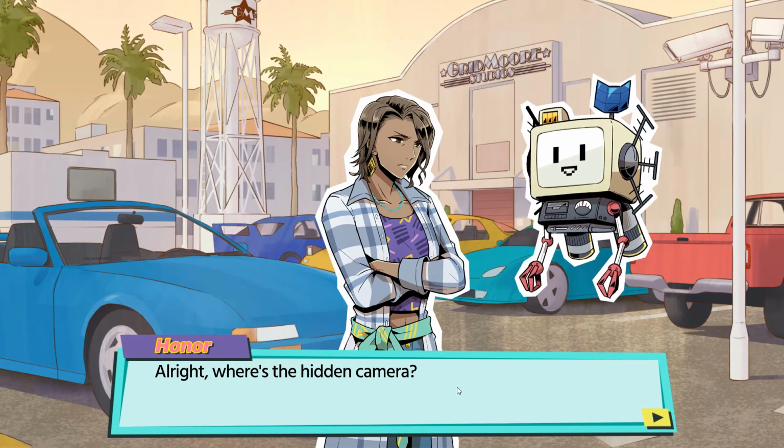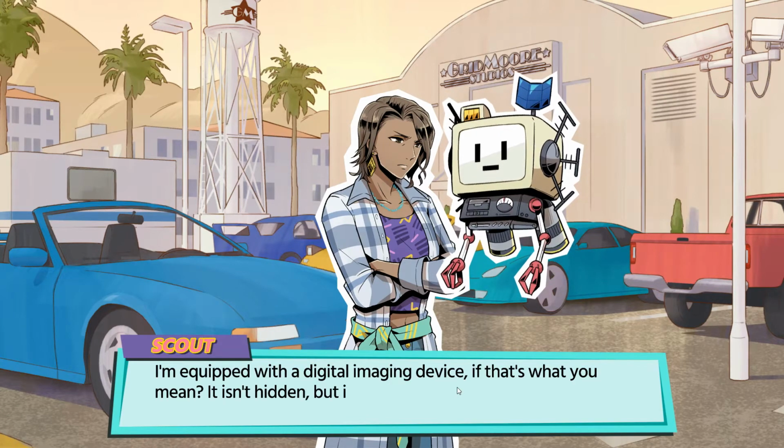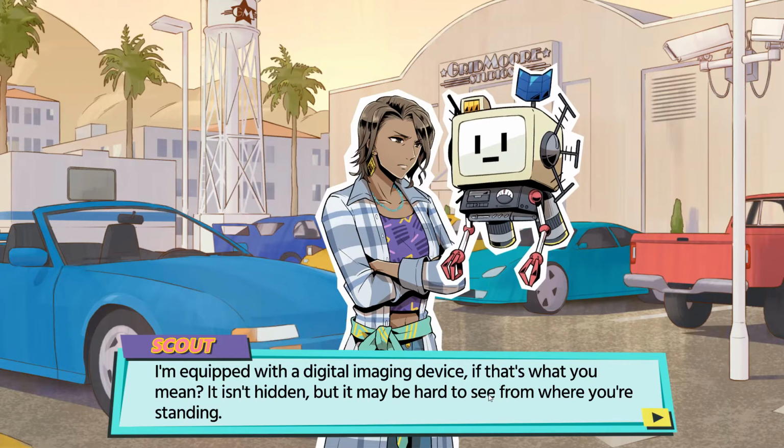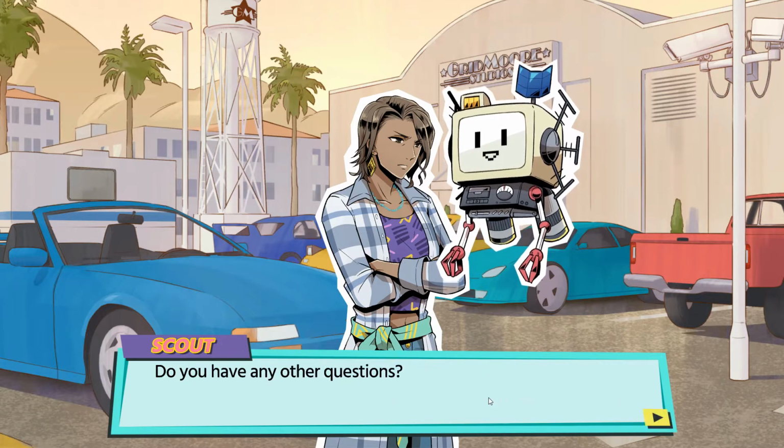Alright, where's the hidden camera? I'm equipped with a digital imaging device, if that's what you mean. It isn't hidden, but it may be hard to see from where you're standing. Do you have any other questions?